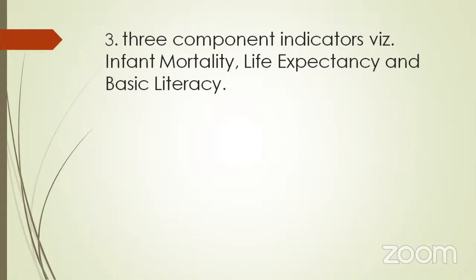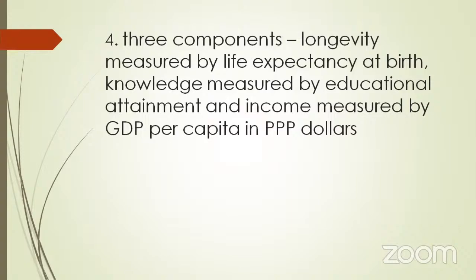Okay. Nice, sir. Okay. Question number four. Three components: longevity measured by life expectancy at birth, knowledge measured by educational attainment, and income measured by GDP per capita in PPP dollars. This is HDI, Human Development Index. Absolutely, this is HDI. So, in fact, in the first unit, we talked about how economists looked at economic growth initially, but they realized that economic growth was not a reliable parameter in the development of a country, and subsequently PQLI and HDI were looked at, Human Development Index, to look at development.